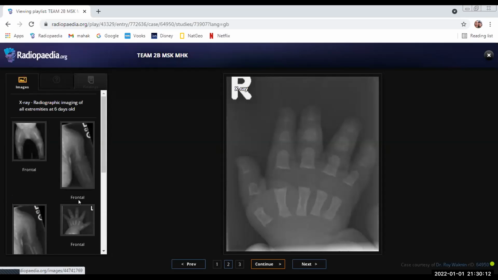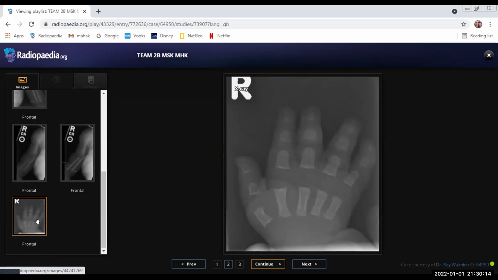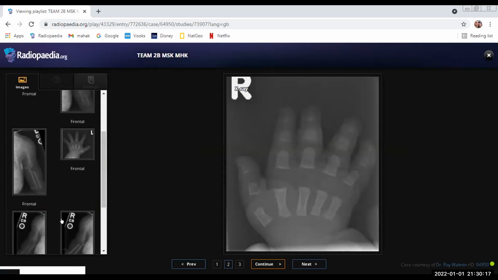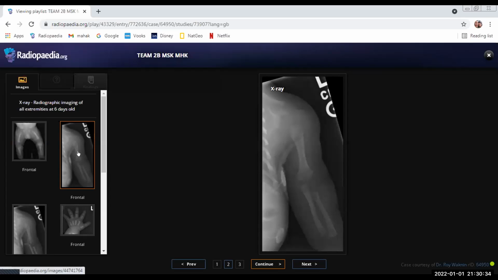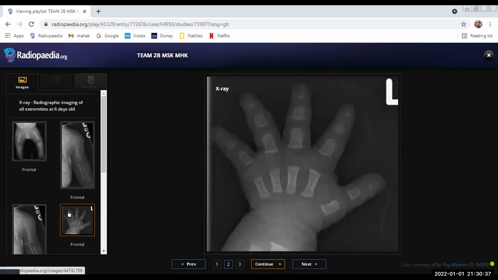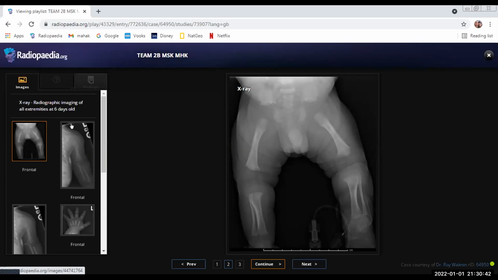What I can see in the hands is short stubby fingers. Here I can see that there are square-shaped iliac wings. There is a shortening of the extremities. There is bulbous configuration at the ends of the long bones in both the lower and the upper limbs. Given these findings, I have the prime differential of achondroplasia, considering the iliac wings, the short bones, and the stubby fingers.